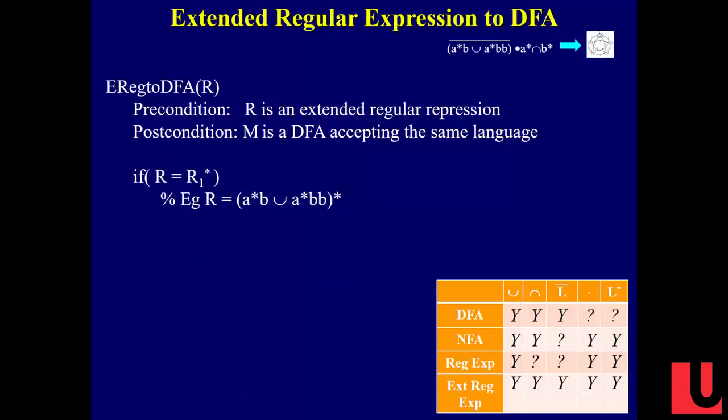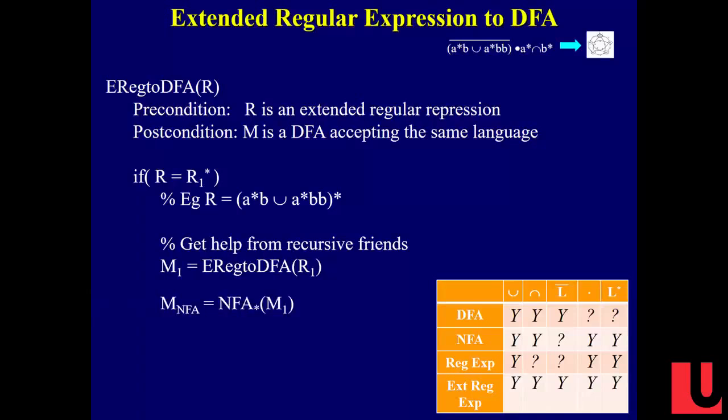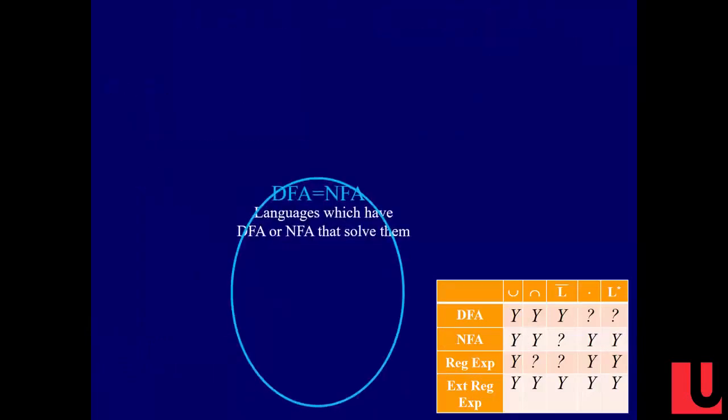And then, of course, the same is true for Kleene star. We get our friend to convert this regular expression into a DFA that does R1. And then we don't know how to get a DFA of a Kleene star, but we do know how to get an NFA out of a Kleene star. So we get an NFA out of this thing, and then we can convert our NFA into a DFA. And that is all the cases. Everybody good with that?